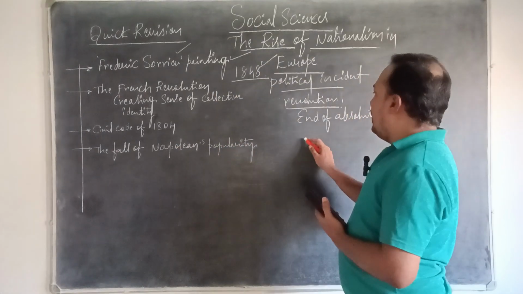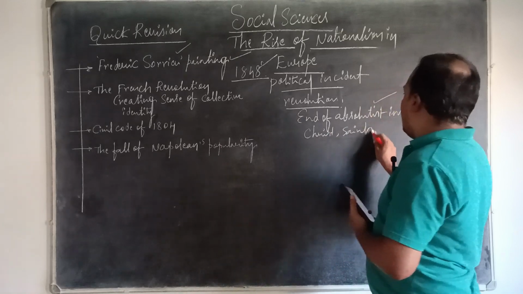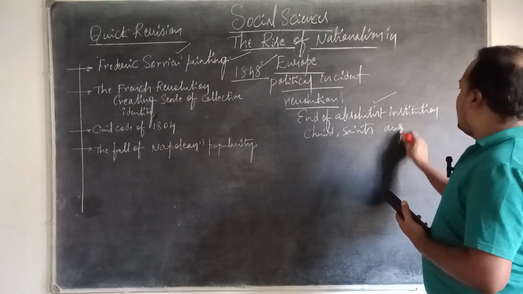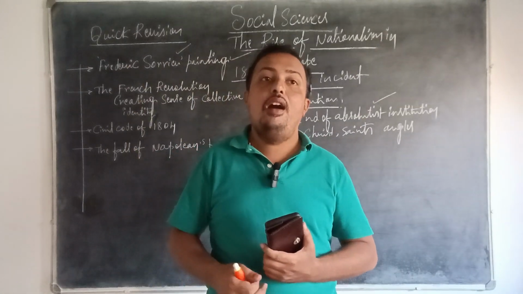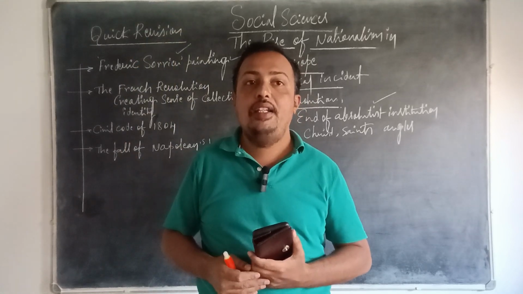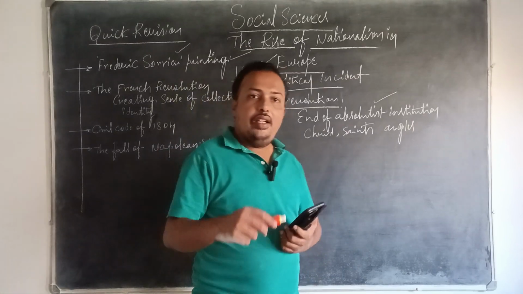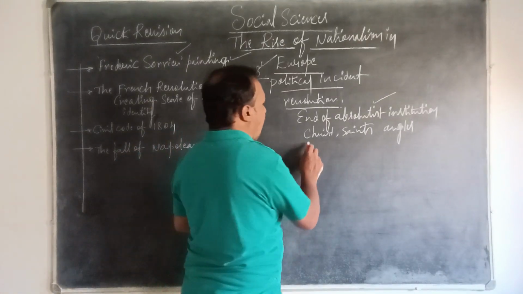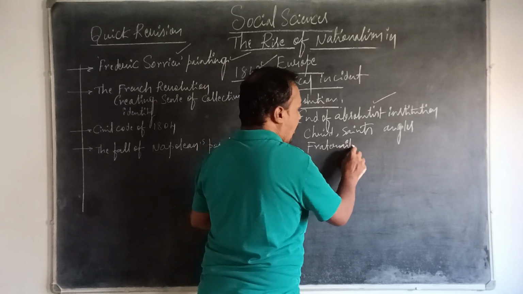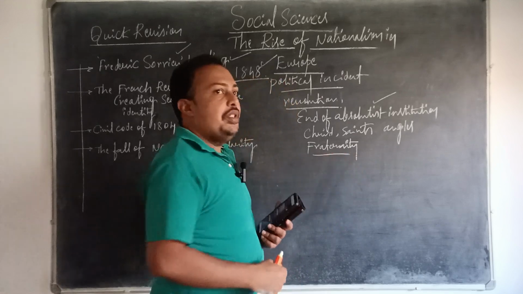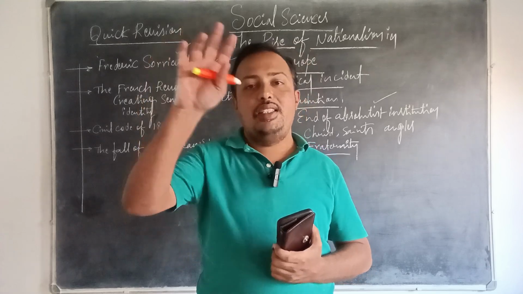In the sky you can see Christ, saints and angels. Saints, angels and Christ are represented in the scene of sky in the painting, which represents fraternity, universal brotherhood between the other nations in Europe. That represents what? Fraternity. Fraternity is represented in the picture by Christ, saints and angels in the scene of sky.